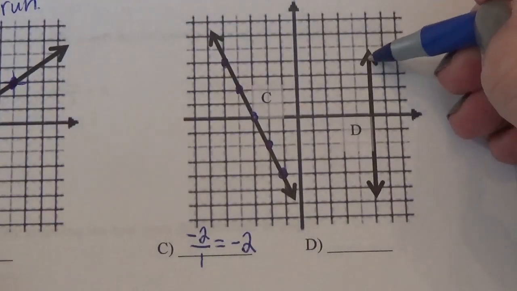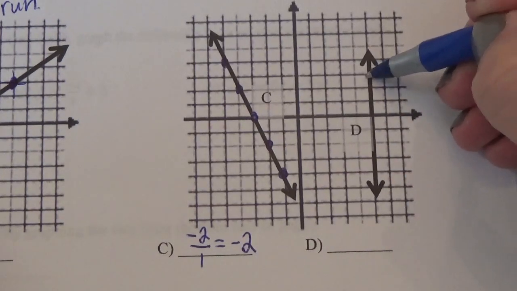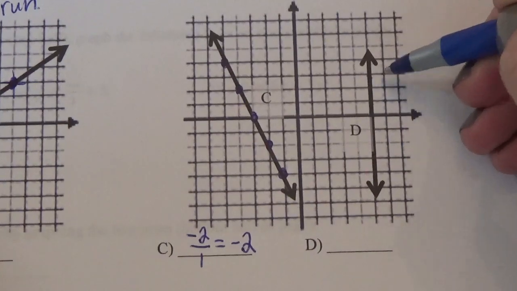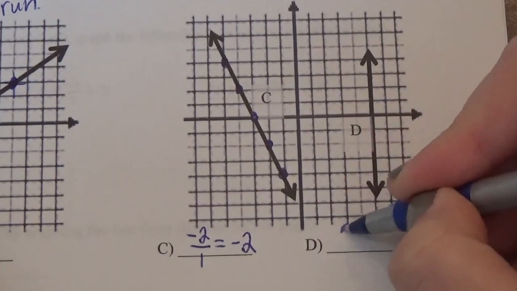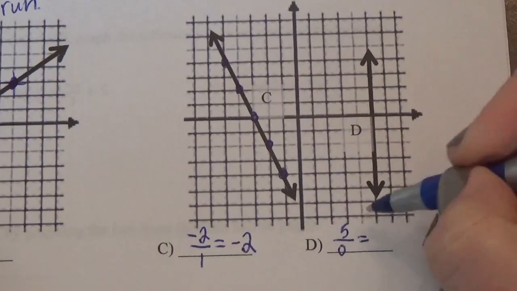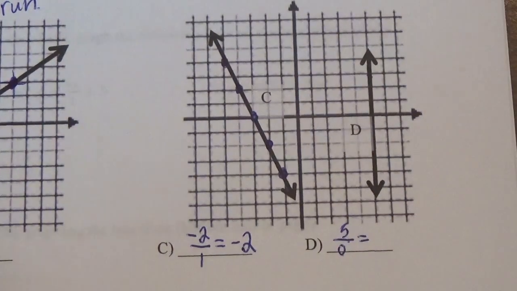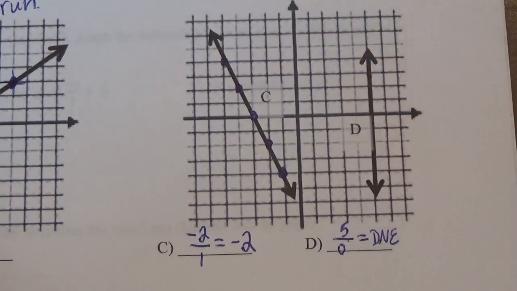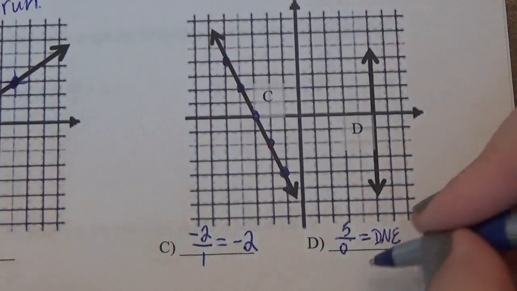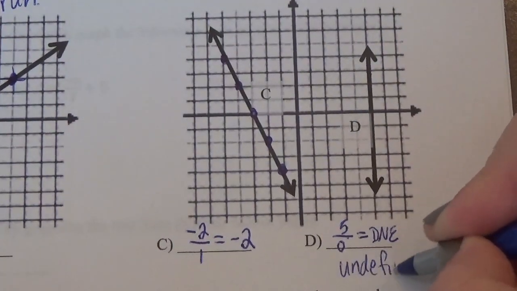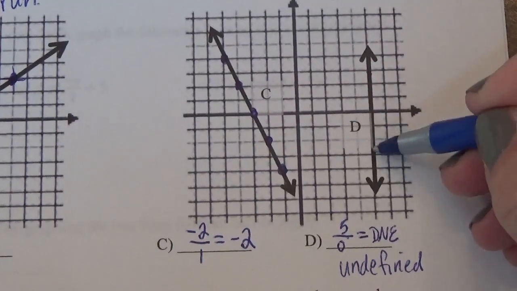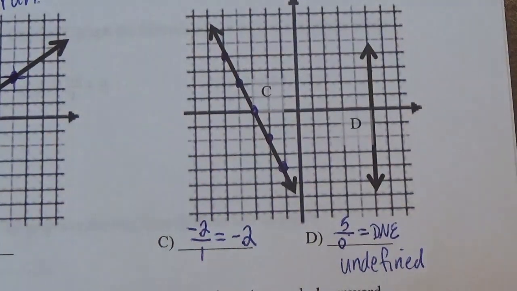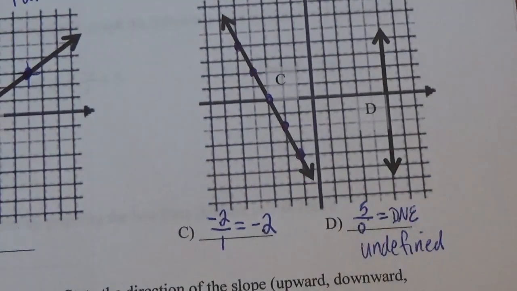Ooh, and the last one, letter D. I rise any number I want, I go over 0. So let's say I rise, I don't know, 5. I go over 0. If you type in 5 divided by 0 on your calculator, it comes up with an error. This does not exist. So the slope here, they call it undefined. So any vertical line is going to be undefined. That's the slope.